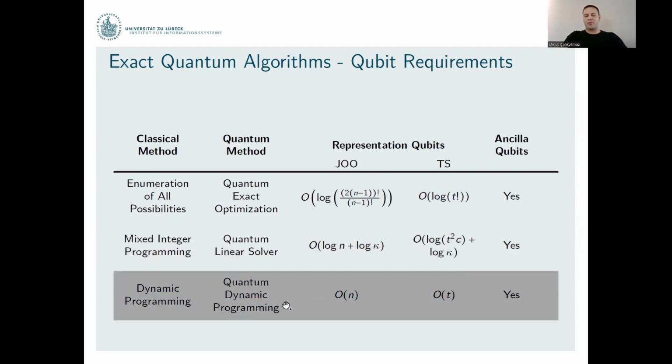And for quantum dynamic programming, we are going to search through the subsets of the tables and transactions. So we need to represent the subsets of tables and transactions, and we are going to need then order of n and order of t representation qubits. For all these methods, we require ancilla qubits. So the total qubit count is going to be relatively high.